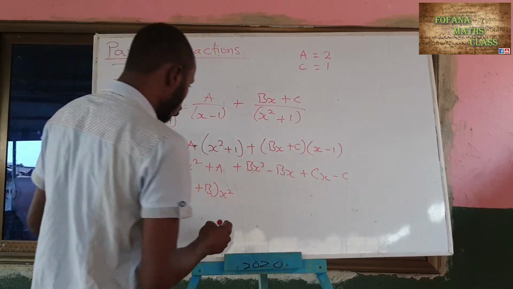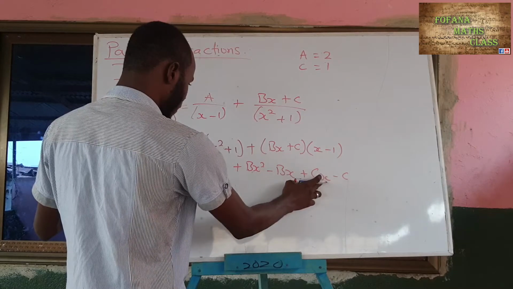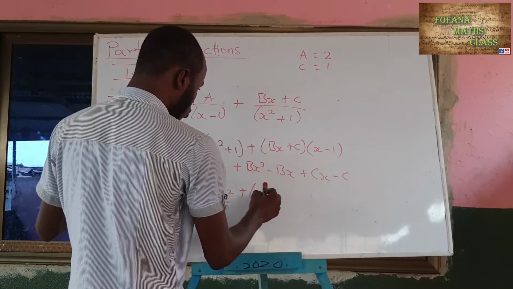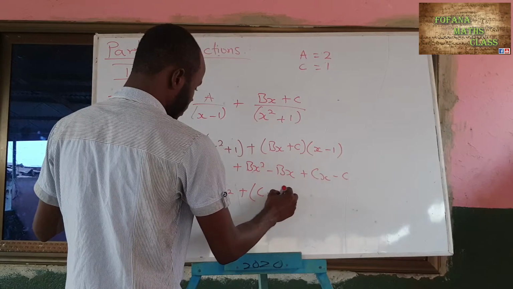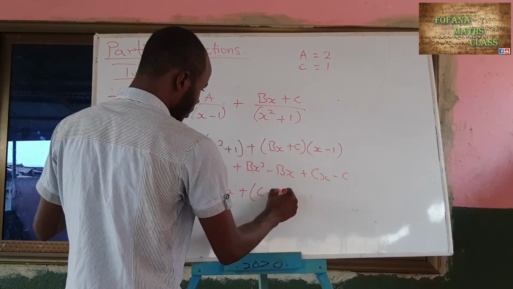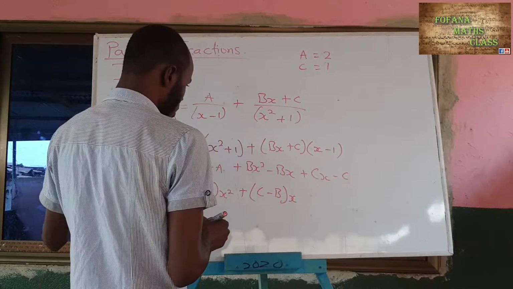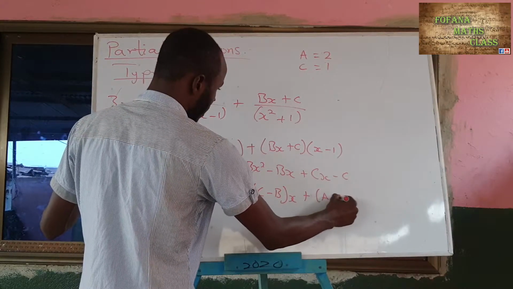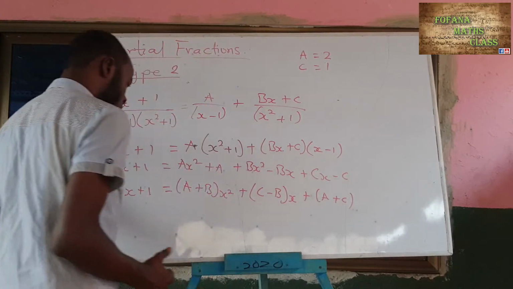So now from here, we have the x terms. We have x here, we have x here, so we will factorize x out. So we have this to be equal to C minus B into bracket x. And then the constants too will come. We have A plus C. Okay, so now this is what we do.